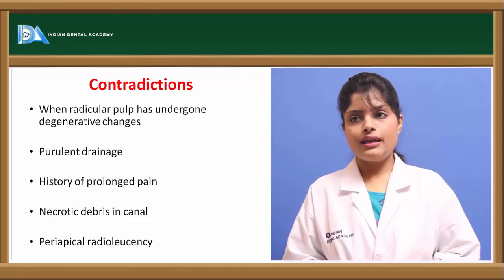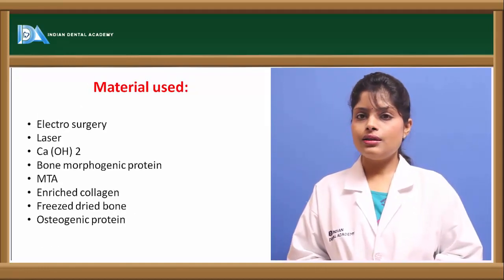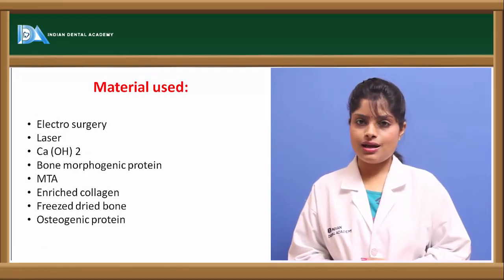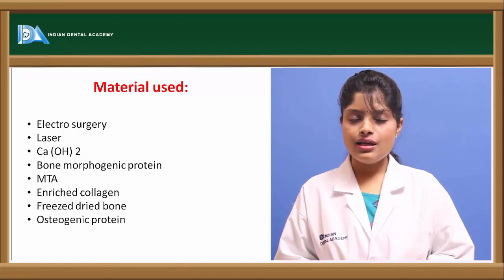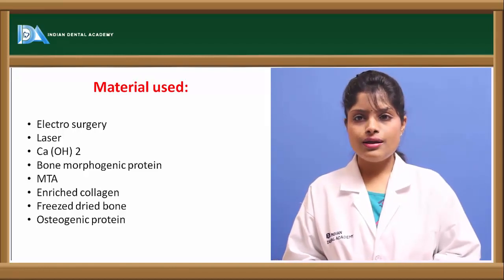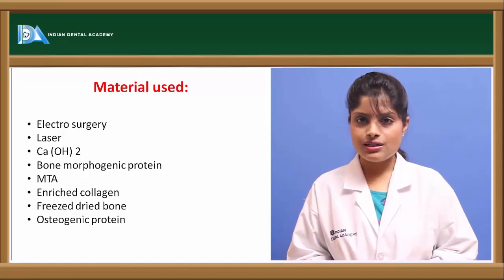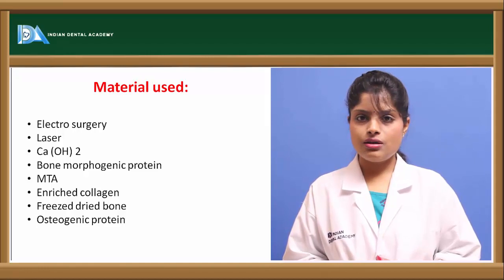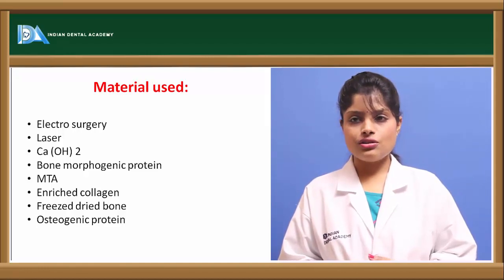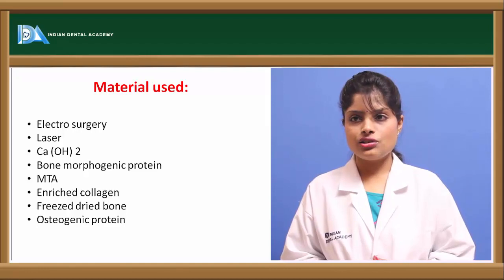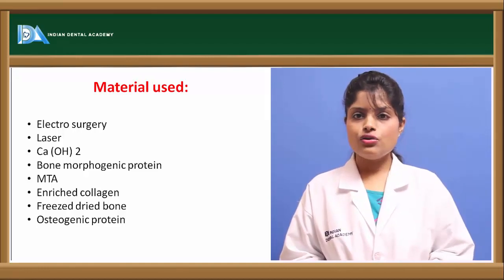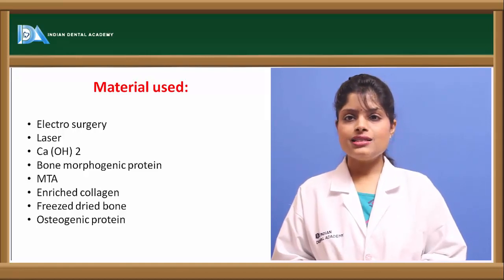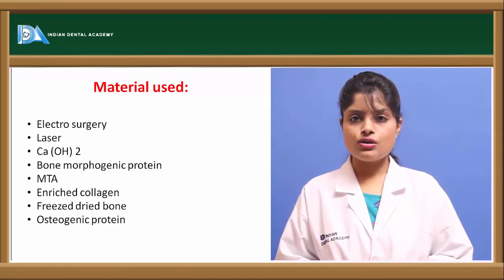The basic materials used for the purpose of apexogenesis are calcium hydroxide, zinc oxide eugenol, mineral trioxide aggregate, bone morphogenic protein, osteogenic protein, freeze-dried collagen, enriched collagen, then electrosurgery or electrocautery, and laser type of apexogenesis is also used.